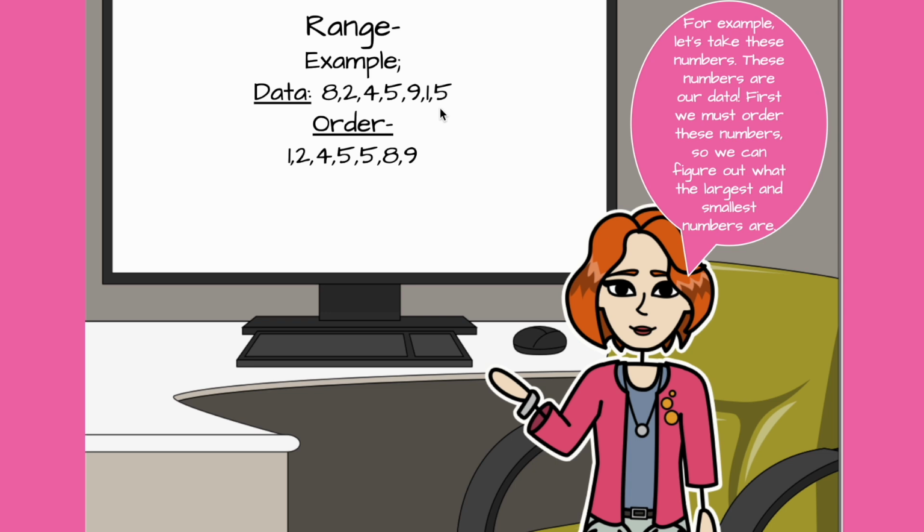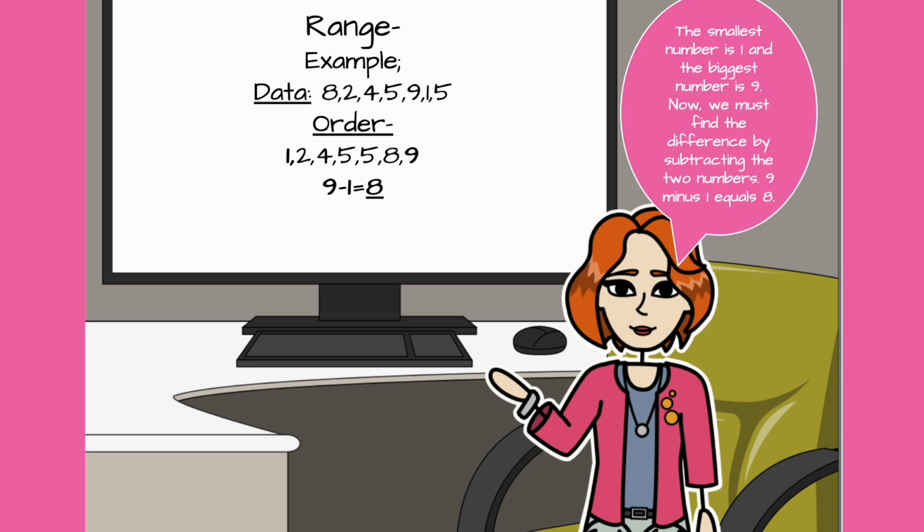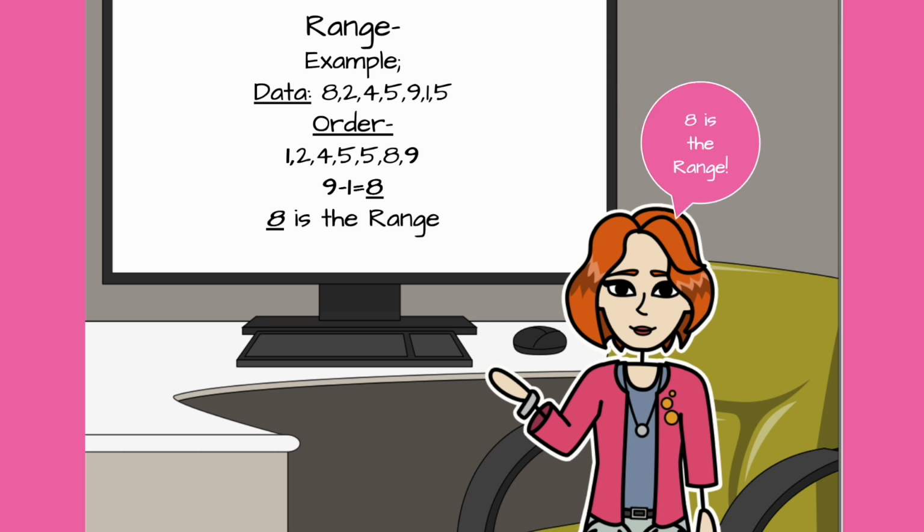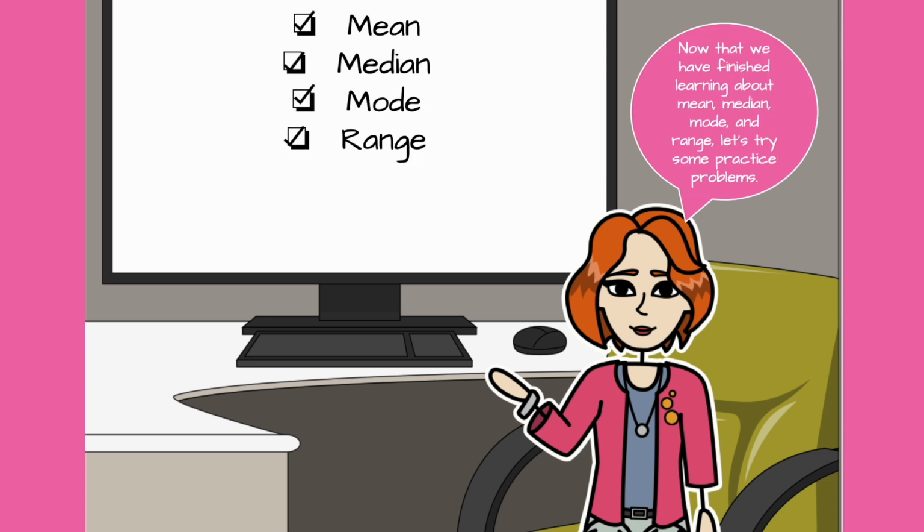First, we must order these numbers so we can figure out what the largest and smallest numbers are. The smallest number is 1, and the biggest number is 9. Now we must find the difference by subtracting the two numbers. 9 minus 1 equals 8. 8 is the range. Great job.